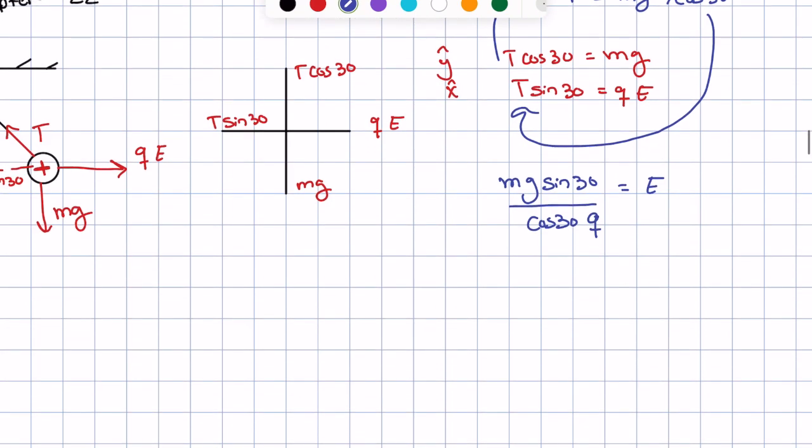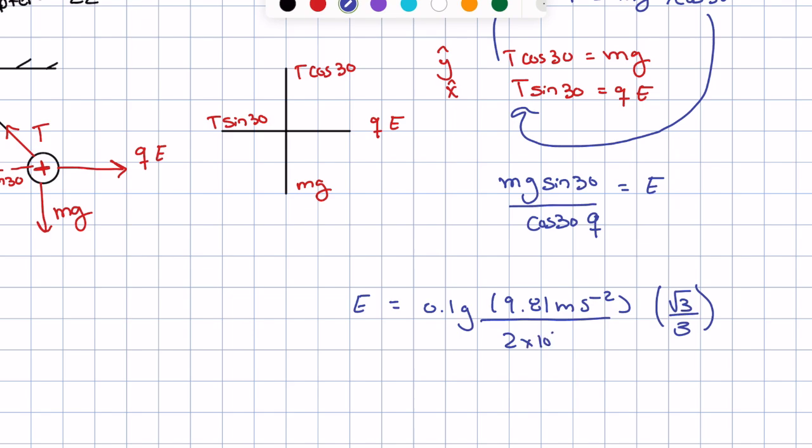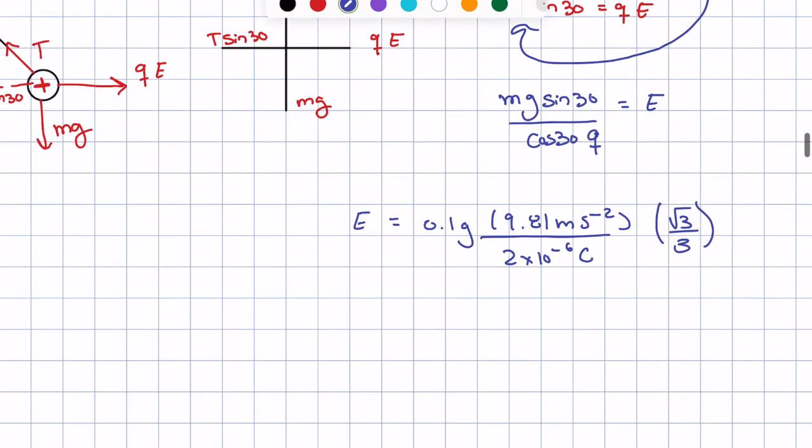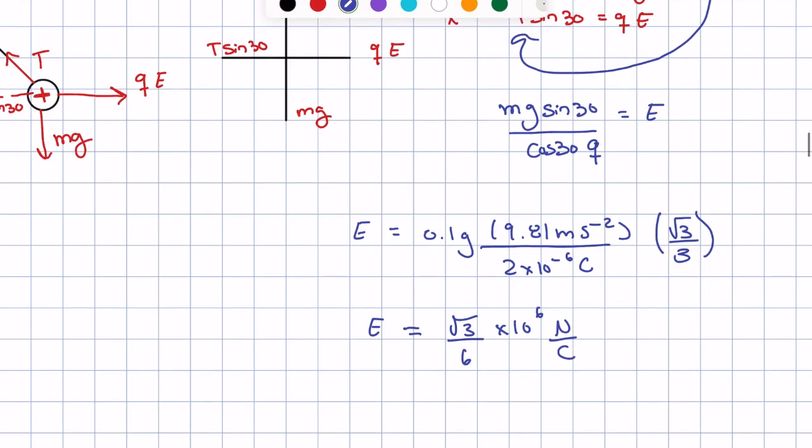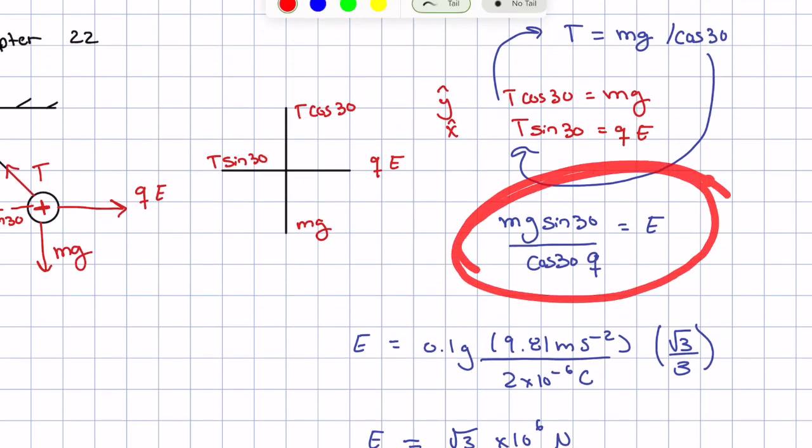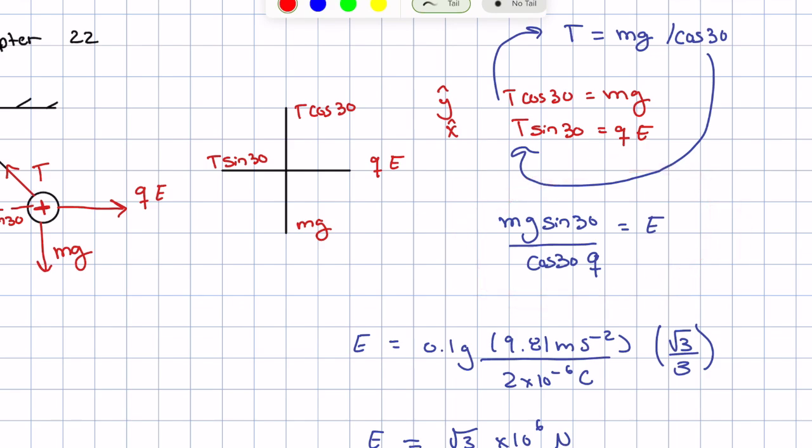Of course, now we can actually plug in some numbers. We get E is equal to the mass we were told was 0.1 kilograms. We know g is 9.81 meters per second squared. We have sine 30 divided by cos 30, which is going to be square root of 3 over 3. If you have access to calculators, you can just plug that in. And then Q is positive 2 times 10 to the negative 6 coulombs. And that is going to give you something like square root of 3 over 6 times 10 to the 6 newtons per coulomb. The most important thing I find is really just getting to this equation, because from then on, you're just plugging numbers in.